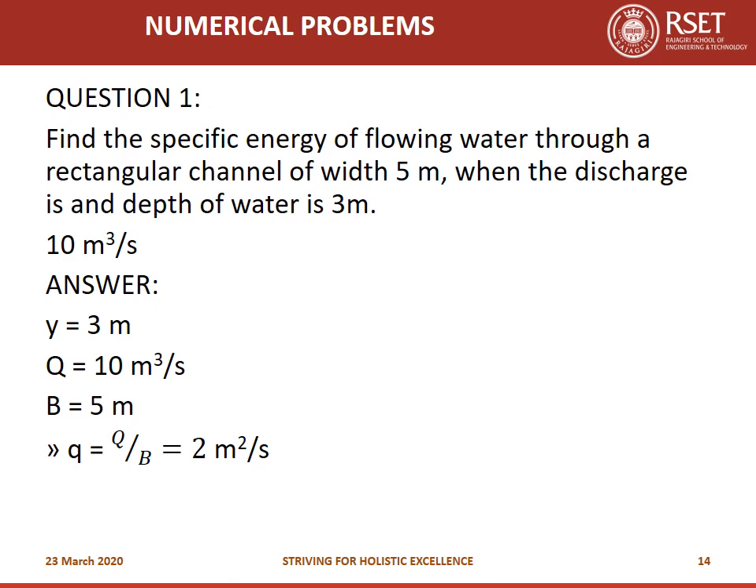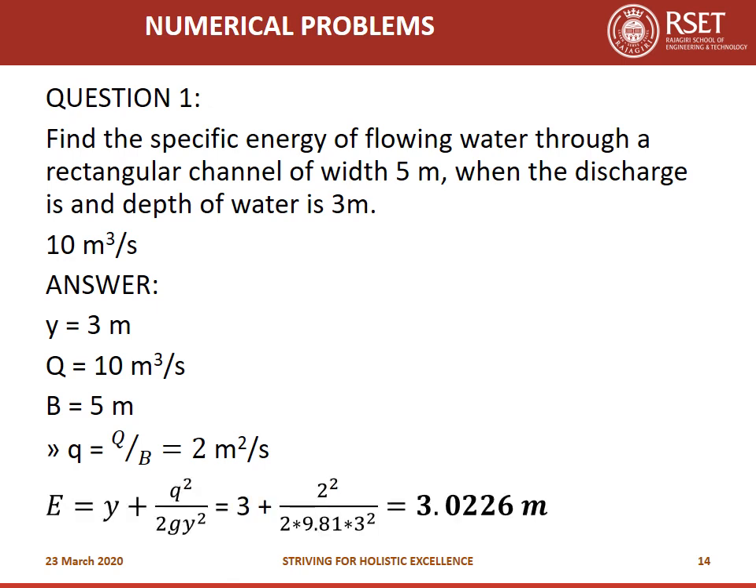Now we have been asked to find out the specific energy. The formula for specific energy is y plus q squared by 2gy squared. Simply substitute and you will end up getting the answer to be equal to 3.0226 meter.